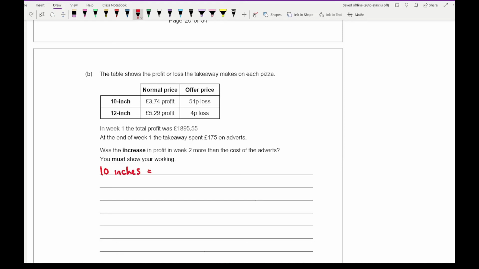So looking at this, how many were sold at normal price? It was 396 multiplied by how much profit was made, which was £3.74. I need to add that to how many pizzas in the offer were sold, which was 362. And because I'm making a loss, I'm going to multiply that by 0.51, because they've lost 51 pence for every pizza sold.